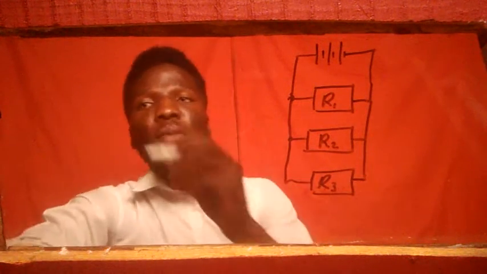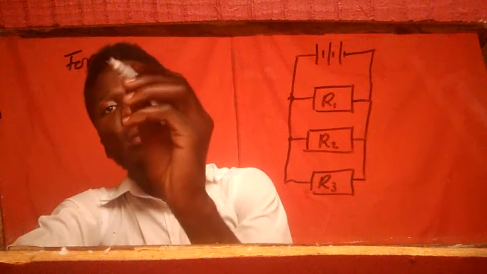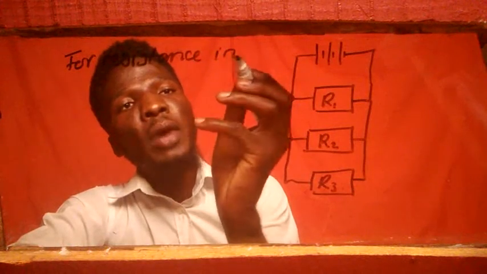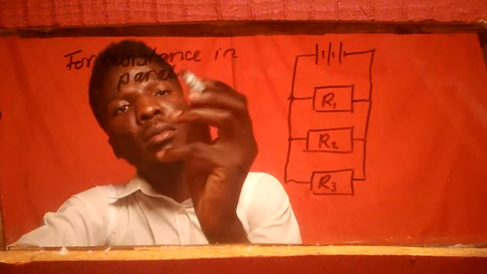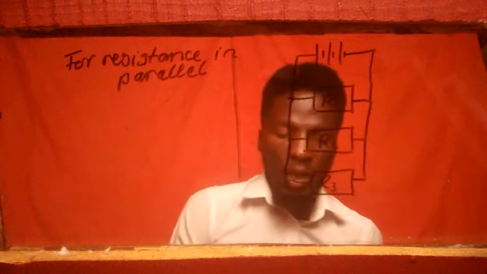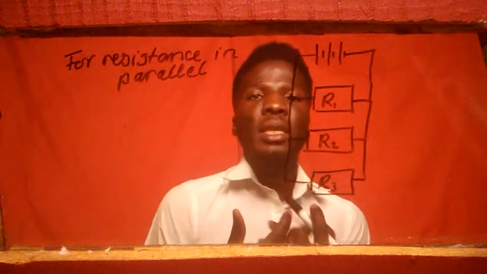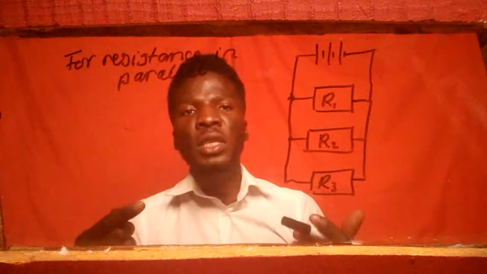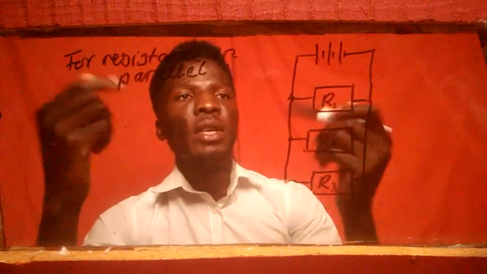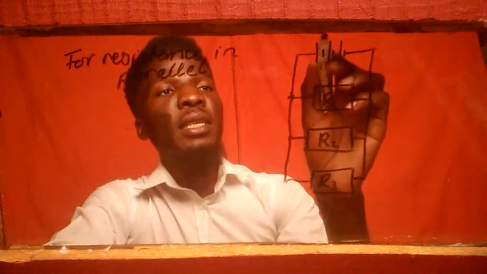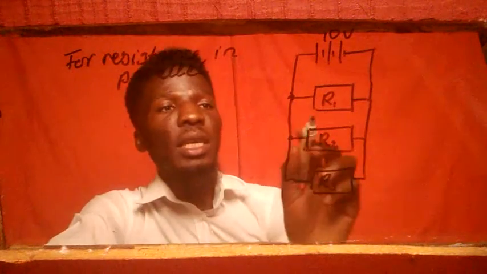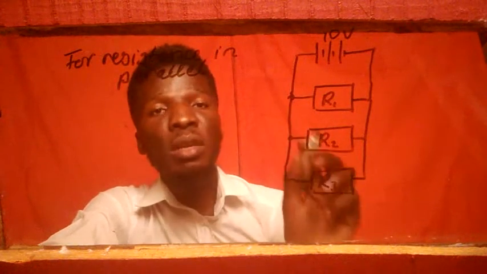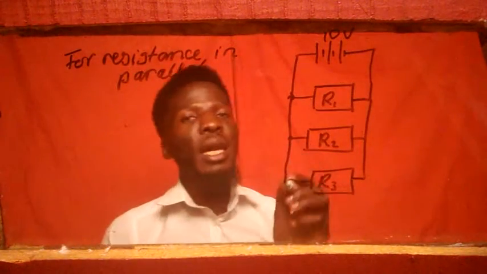So for resistors in parallel, we need to know that the voltage across all the resistors is equal to the voltage reading at the battery. So if the voltage at the battery is, let's say, 10 volts, it simply means that even at R1, the voltage across it will be 10 volts. Even at R2, it will be 10 volts. Even at R3, it will be 10 volts.